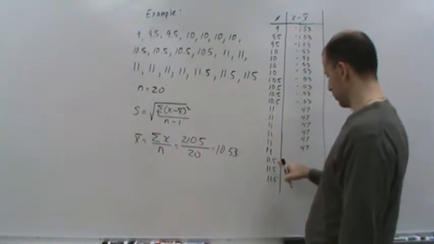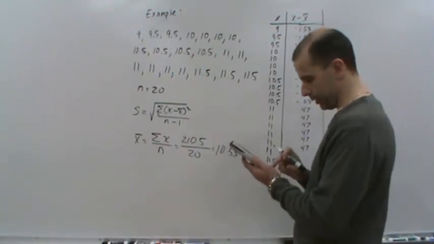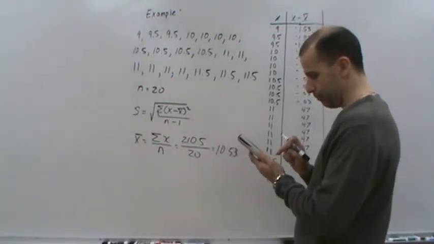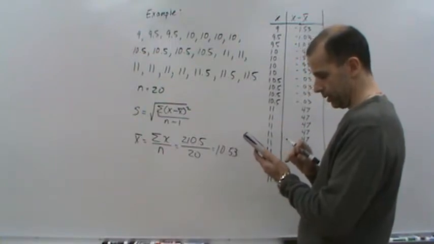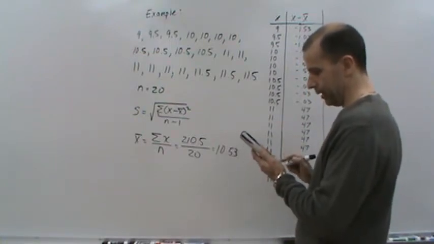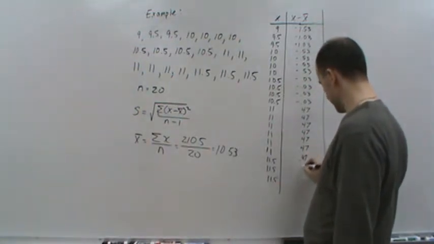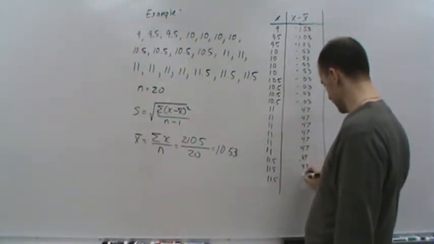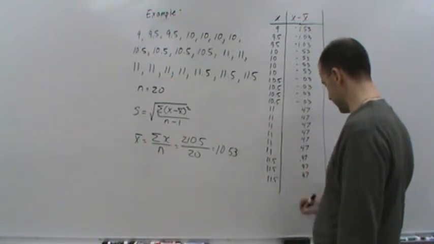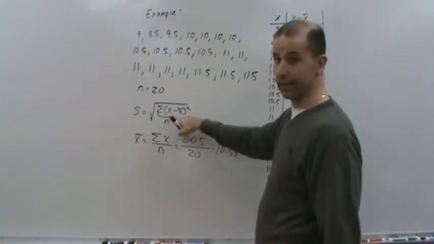Okay, so now then we got 11.5, the last one, so 11.5 minus 10.53 is 0.97. So 0.97, 0.97, 0.97. Okay, so now that's this piece in the middle here.